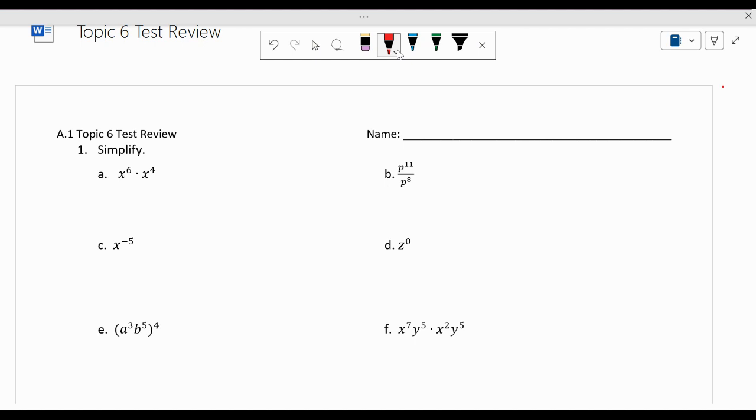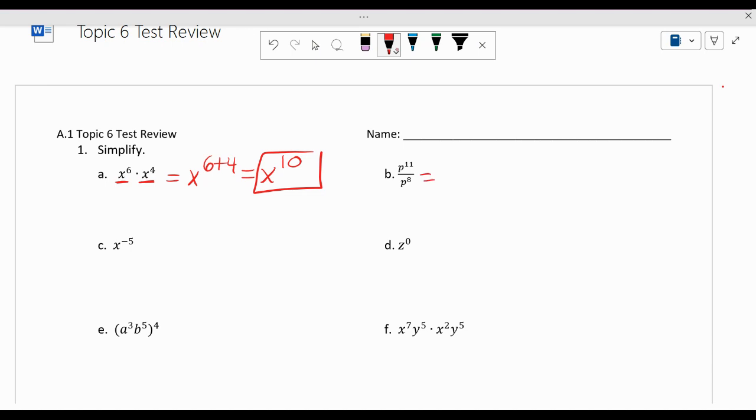Starting with number 1, it says simplify, and there's a bunch of problems within this one because it's all exponent rules. In letter A, x to the 6th times x to the 4th. The rule for when we multiply exponential terms and they have the same base, since they have the same letter, is that we add the exponents. So x to the 6th and x to the 4th, that makes x to the 10th. So that is the answer for this one, x to the 10th.